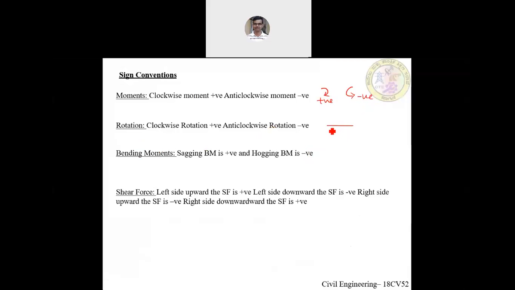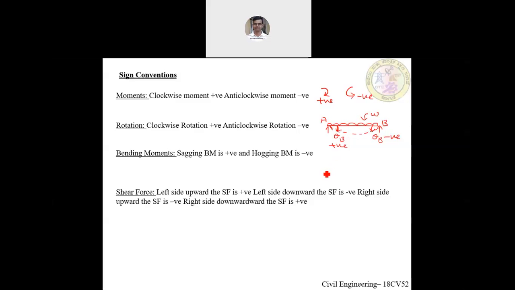Rotation: suppose I consider a simply supported beam which is subjected to a uniformly distributed load of magnitude say W. This beam will have a deformation like this. Now there will be a rotation at joint A and also at joint B. Here I'm measuring in the clockwise direction, so theta A is positive. Theta B we are measuring in the anti-clockwise direction, because of which theta B is taken as negative.